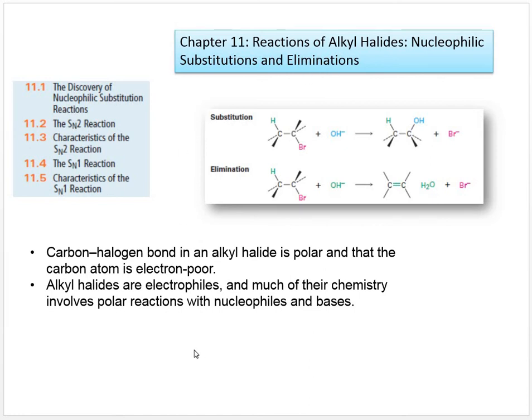Let's start. As you remember, a substitution reaction is a reaction in which a nucleophile substitutes a leaving group. That's the reason why we call it a substitution reaction. In an elimination reaction, however, two groups or a collection of elements are eliminated from a structure. Generally, we form alkene products.